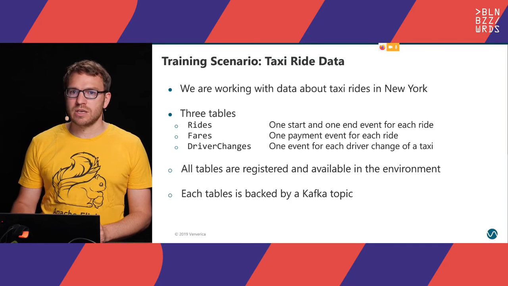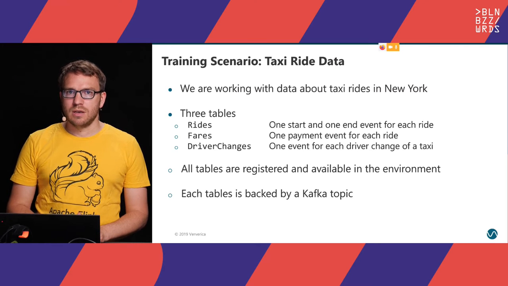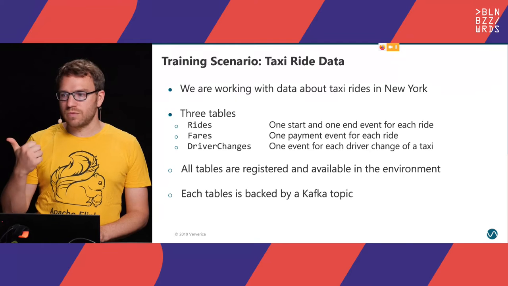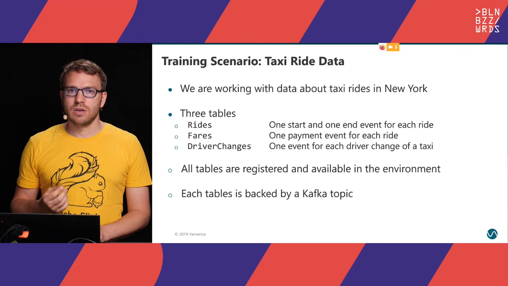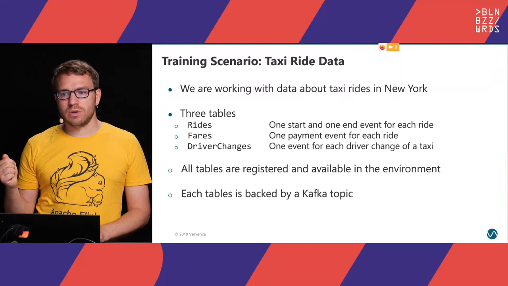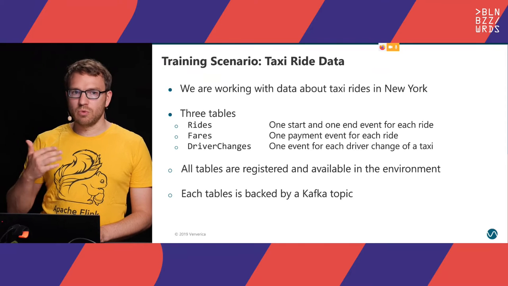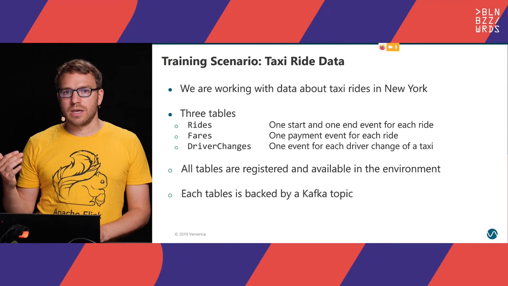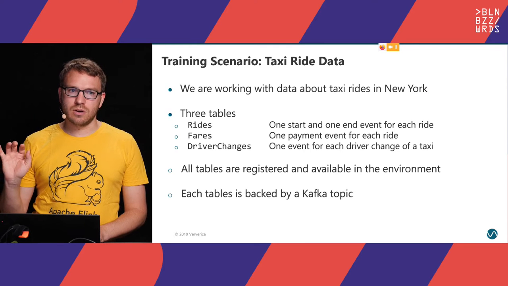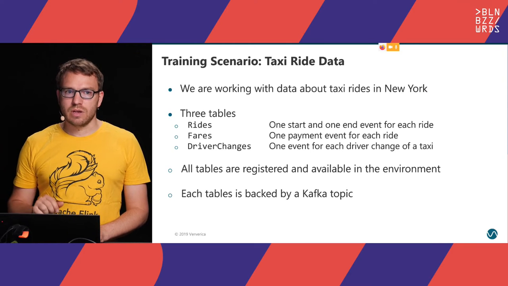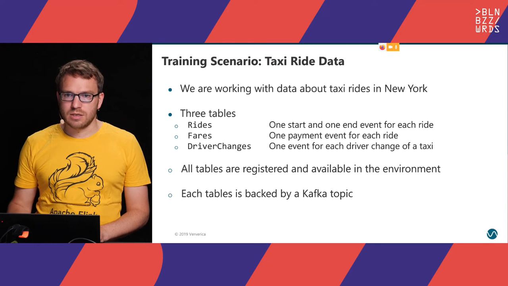So when the taxi ride starts, there's an event going into the rides table that says this is the time, this is the coordinates, longitude and latitude, and this is how many passengers we are moving with this ride. And then there's also an end event that says, okay, the ride ended at this location at this time. So every ride is represented as two different events.